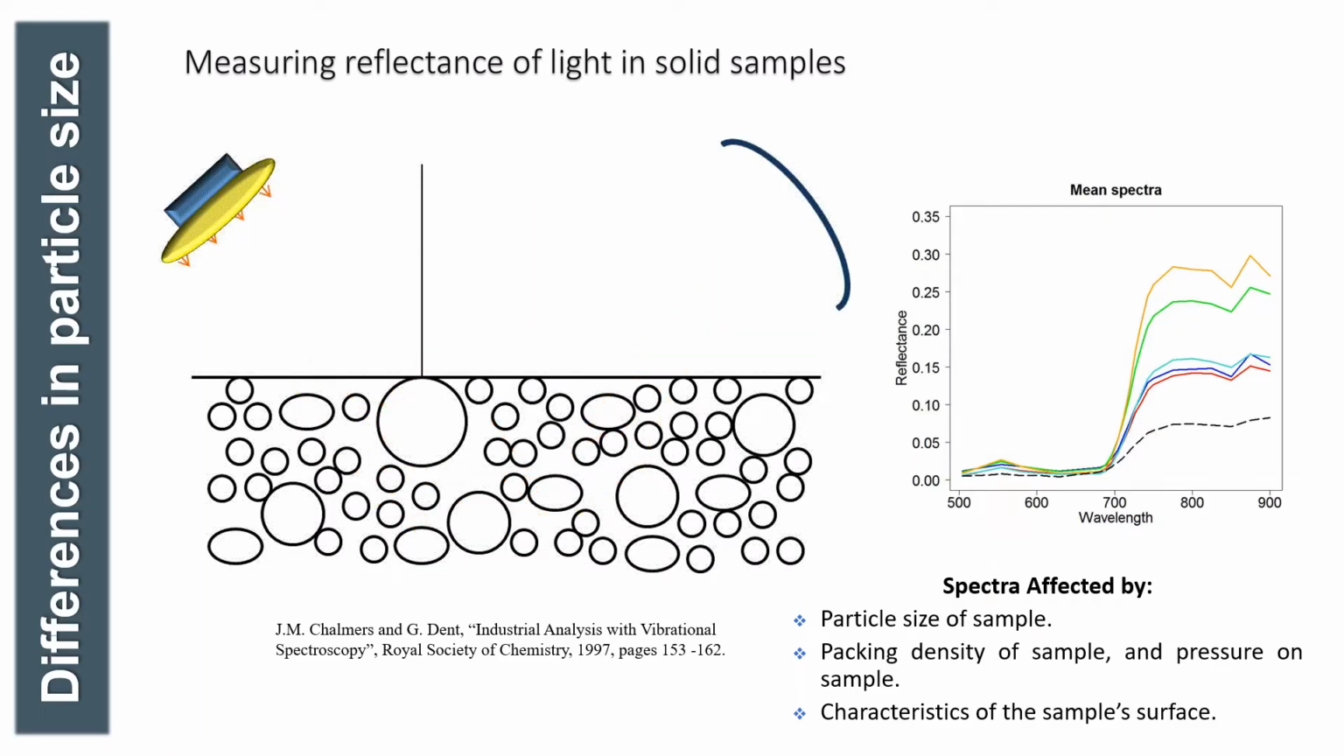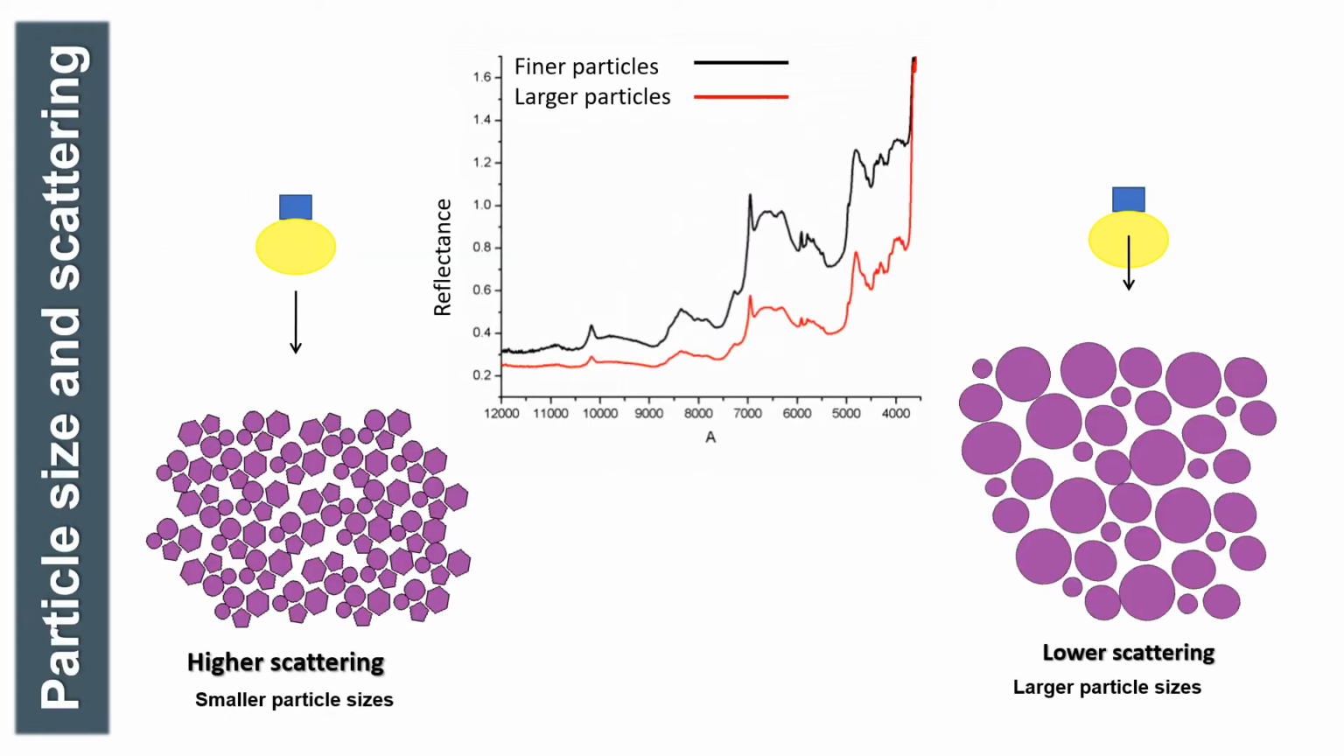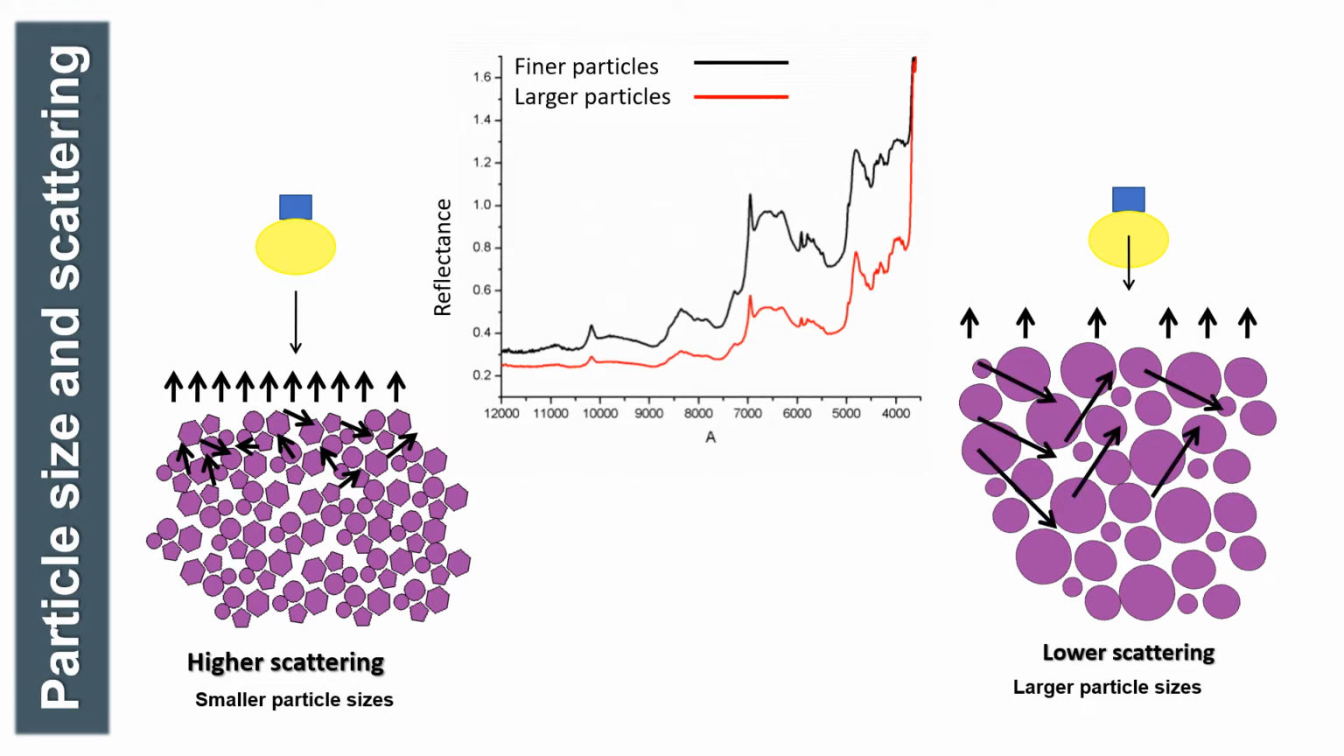Another application of NIR spectroscopy on solid samples is to study differences in physical properties. This is possible because differences in particle size result in light scattering. In the image on the left, the sample has smaller particles. This allows for less transmittance of light and higher scattering and reflection of light. In the image on the right, the sample has larger particle sizes. Here, there is less scattering, more transmission, but lower reflection of light.